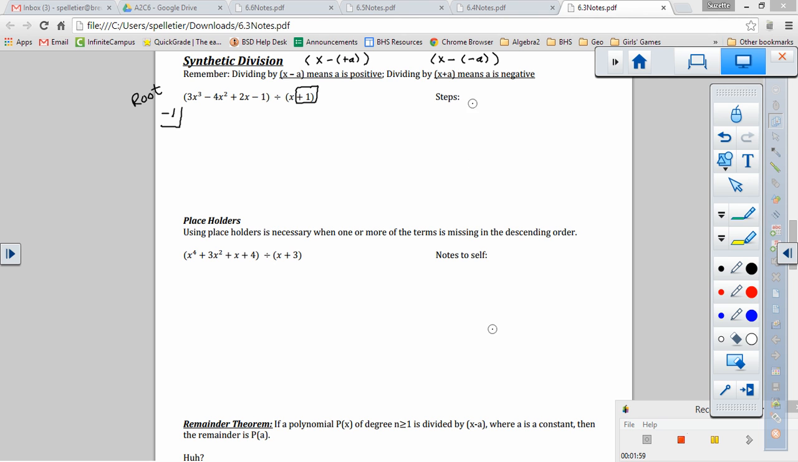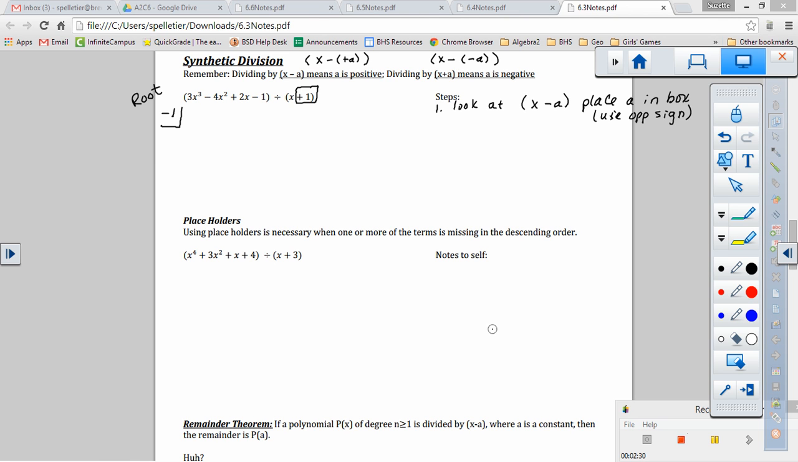Okay, so step 1: look at x minus a, place a in the box. Remember, use the opposite sign. Maybe that would be a good place to put the note to self, that you're going to use the opposite sign. Now, put a box around this plus 1 and note that you put a negative 1 in the box.